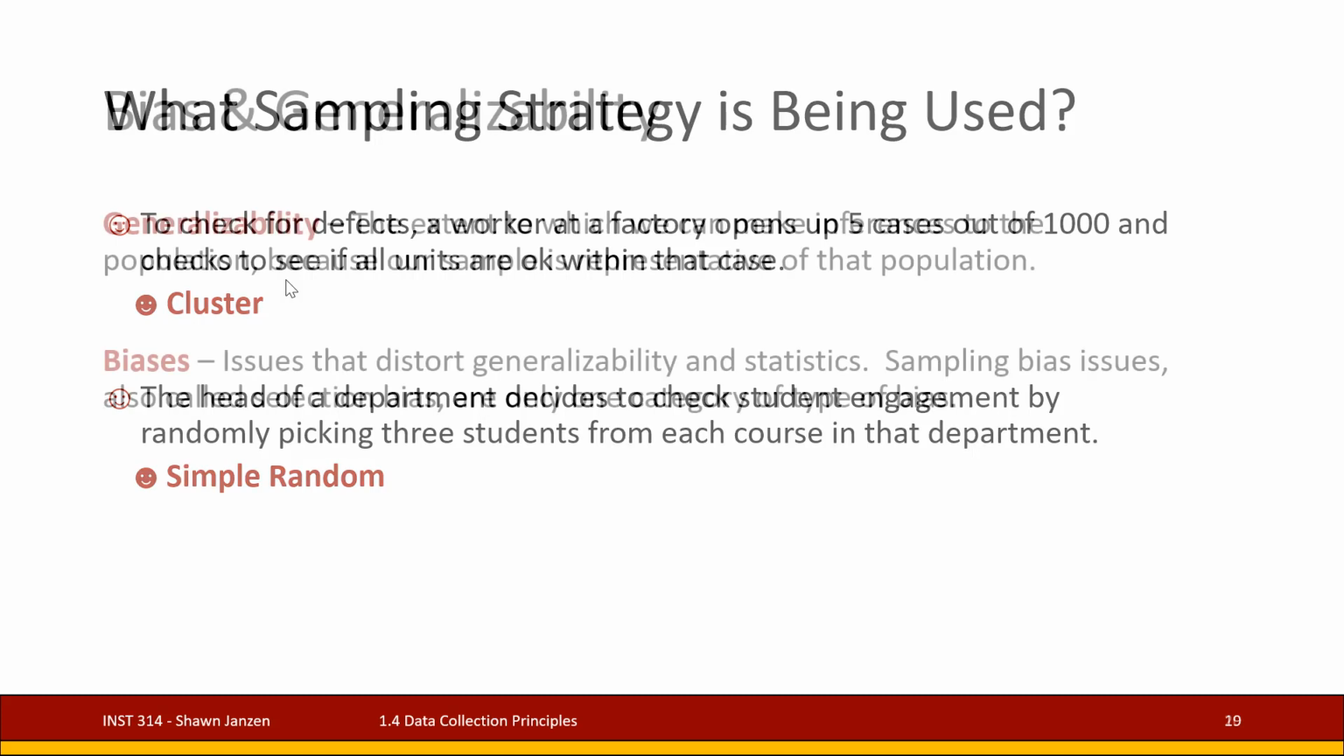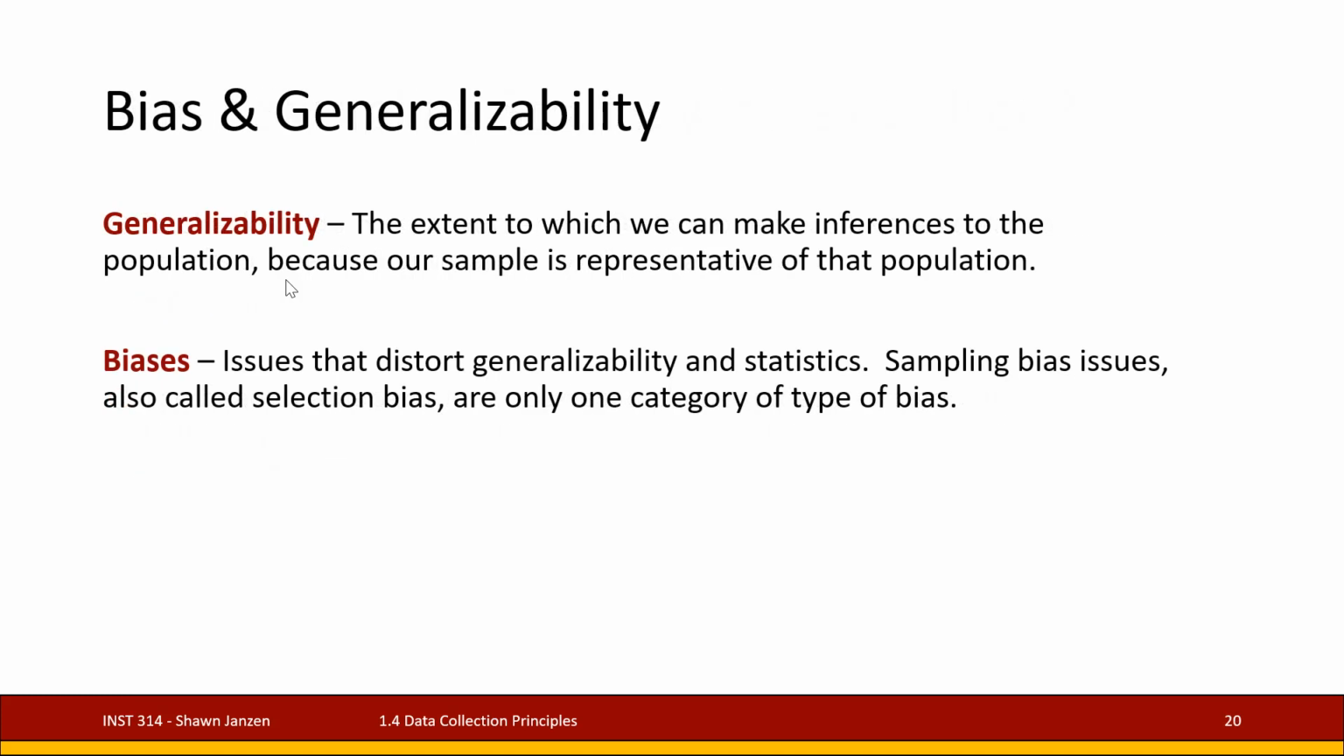Now we have to be concerned about what we call bias and generalizability. 2 key terms to add to your jargon textbook here. Generalizability is a big one, where we're talking about, you have a sample, well, how well does that sample represent back to the population? So the more generalizable your sample is, the more representative it is of that population. And you can have challenges to your generalizability because of issues of bias.